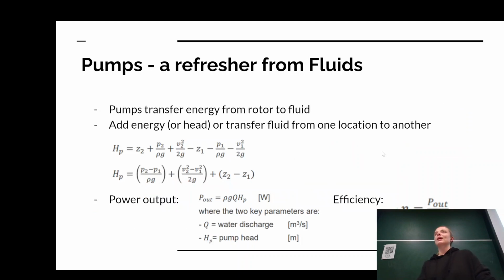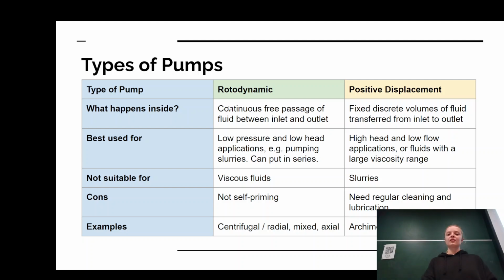Then I have a quick recap of pumps, some things that you should be familiar with. Pumps transfer energy from the rotor to the fluid, and they add energy, also known as head, or transfer fluid from one location to another. So we've got our equation down here for pumps, which should be familiar to you once again. Then we've got our power output, so P out equals rho times g times flow times the head of the pump, and that's measured in watts or joules per second. Okay, and then efficiency is the power out of the pump over the power that you put in.